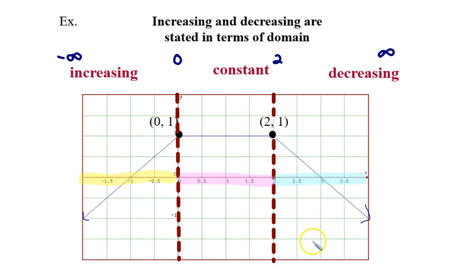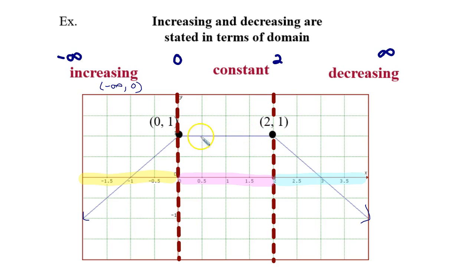All right, let's look at another one. This is not a polynomial function. It's a different type of function, but it's got an increasing interval that looks to be linear, and then a constant interval that's linear, and then a decreasing interval that's linear. And you can see that I've identified the domain from negative infinity to 0. It's increasing. From 0 to 2, it is a constant function.